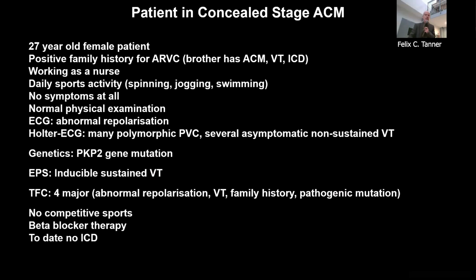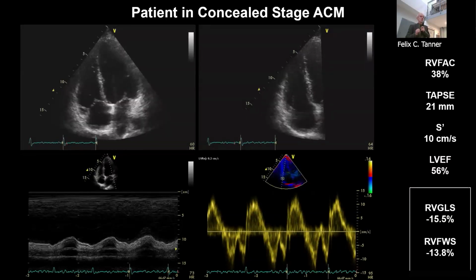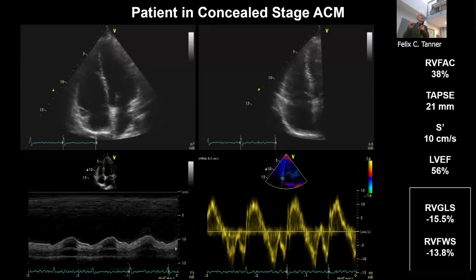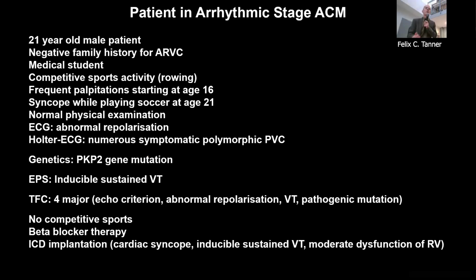So very quickly, this is a 27-year-old female. Her brother has a known arrhythmogenic cardiomyopathy. For this reason, genetics was done by a cascade screening. She has a PKP2 gene mutation. And this is a very interesting situation for us in the clinic. Her echo is almost normal. The only pathological finding you have in this echo is the longitudinal strain, which is reduced.